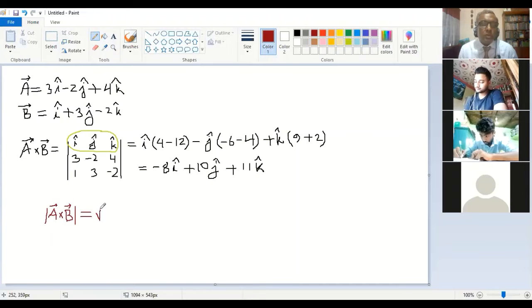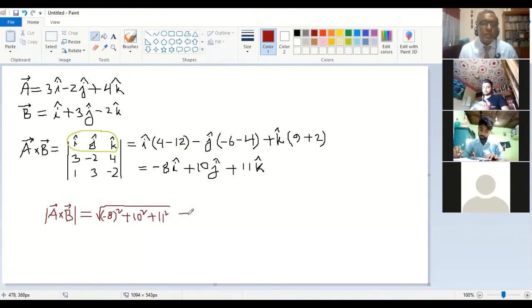So you already know what to do, right? The cross product is already here. So what will be the magnitude? You can easily do this. It is minus 8 squared, plus 10 squared, and then plus 11 squared. So what will be the answer actually? Root over 157.